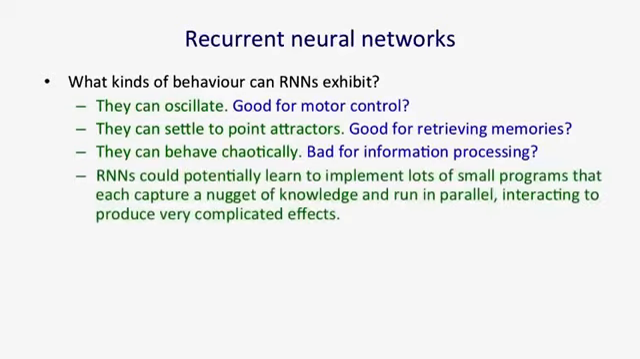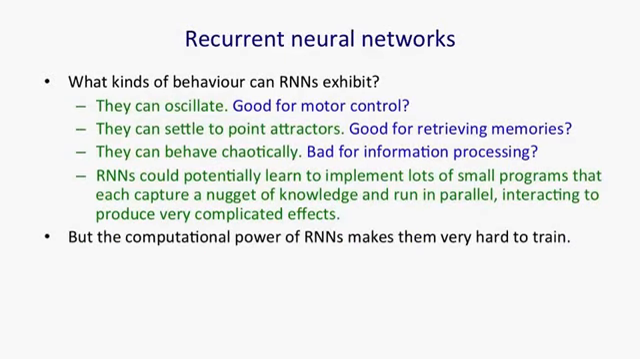One nice thing about RNNs, which a long time ago I thought was going to make them very powerful, is that an RNN could learn to implement lots of little programs using different subsets of its hidden state. And each of these little programs could capture a nugget of knowledge. And all of these things could run in parallel and interact with each other in complicated ways.